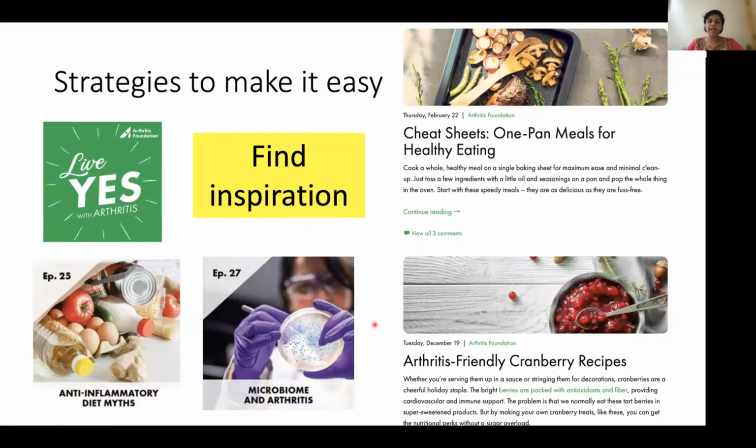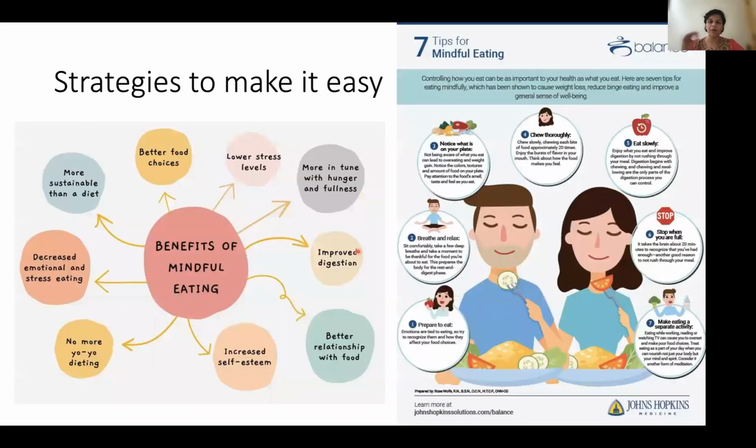So another way to make things easy is to find inspiration. I find that I was already eating healthier this week because I was looking at all these resources to put in here for my talk. And it just put in my brain all of these really easy recipes that the Arthritis Foundation has on their website. You can find so much of this stuff online. And then the Arthritis Foundation also has these really great podcasts where dietitians and nutritionists and microbiome researchers talk about their recipes or suggestions for how to eat healthy. And so I think finding inspiration, talking with each other about strategies to promote healthy eating is one way to make it easier on yourself.